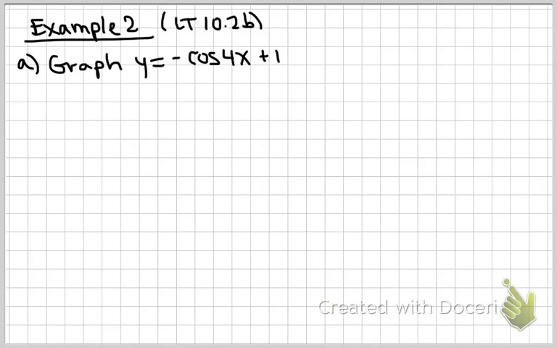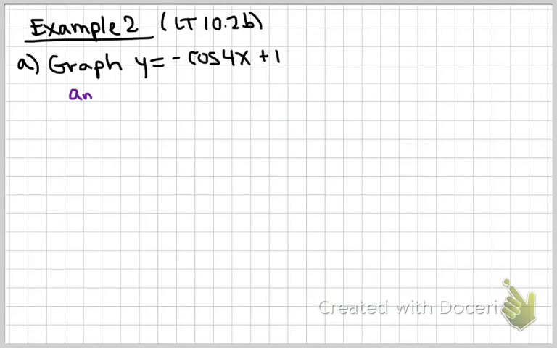Let's now look at an example of one of these graphs that's going to have a reflection. So this is an example of learning target 10.2b, and they want us to graph y equals negative cosine of 4x plus 1. So we're going to start out this problem just like we did the last few, where we want to identify the amplitude, the period, the horizontal shift, and the vertical shift.